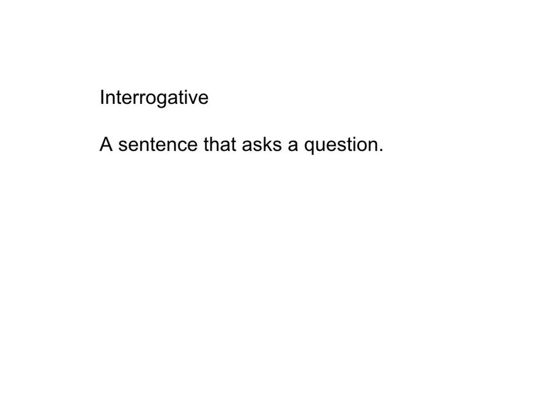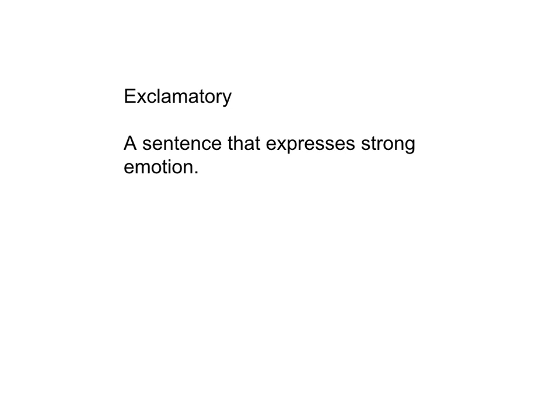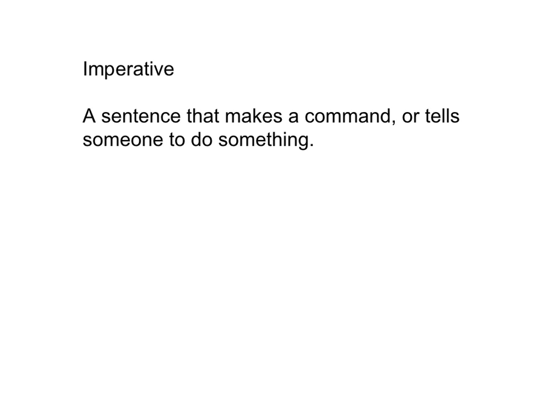The second kind of sentence is interrogative. This is a sentence that asks a question. The next kind of sentence is exclamatory. This is a sentence that expresses strong emotion. And finally, our last sentence, the fourth one, is imperative. Now, this is a sentence that makes a command or tells someone to do something.